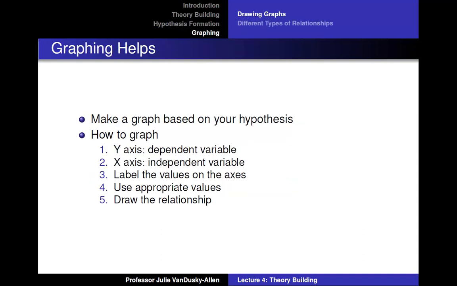If you want to know if you wrote an appropriate hypothesis, you should draw a graph of the relationship between your independent and dependent variables. If you cannot draw this graph, it means you need to rewrite your hypothesis. In order to draw the graph, you draw a y-axis and label it with the dependent variable name, and an x-axis and label it with the independent variable name. Place the appropriate value labels on the axes and draw a line illustrating the relationship between the two variables.